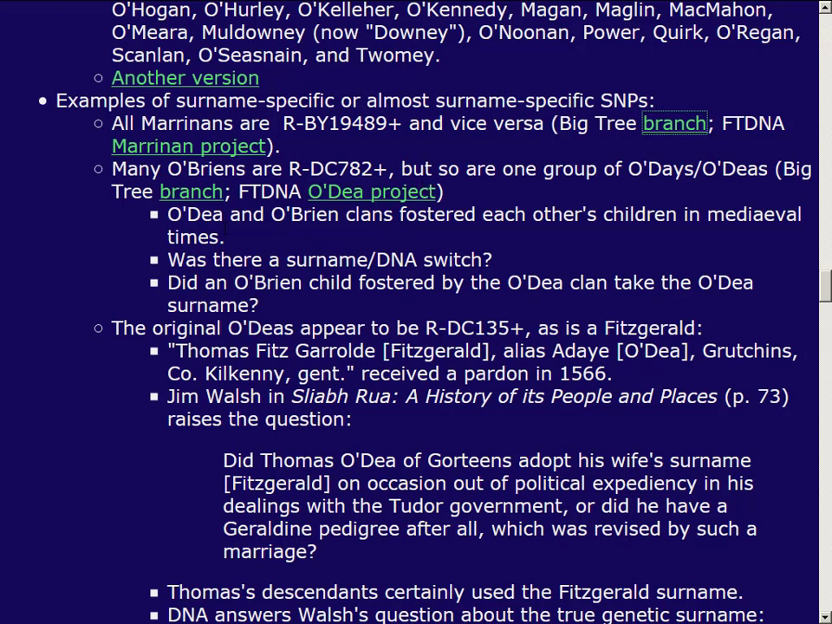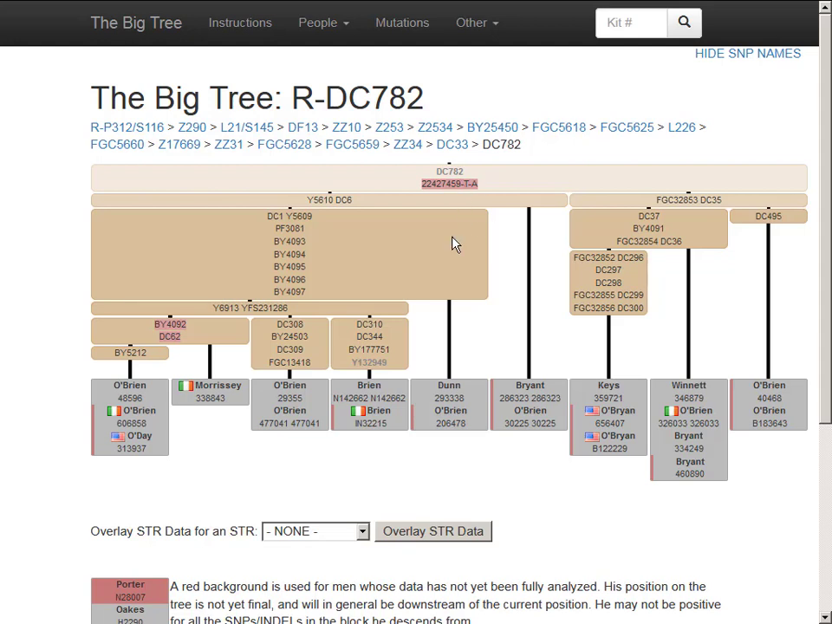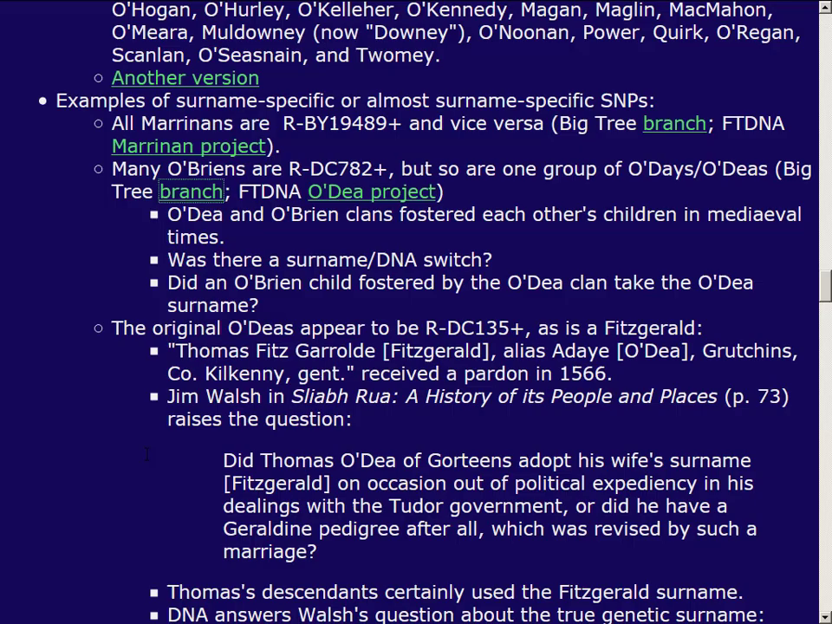What about the ODs? I'll come back to the Marinan project. We looked at the O'Brien branch already on the Dalcassian tree, the DC782s. Here we have all the O'Briens. In the middle of them, we have one O'Day. And we have a project page.